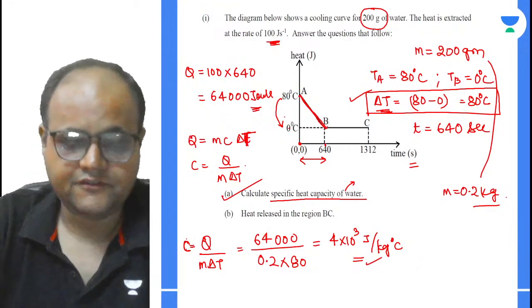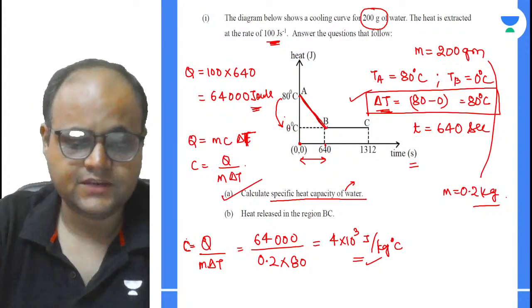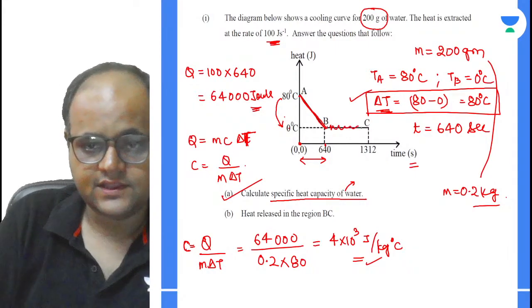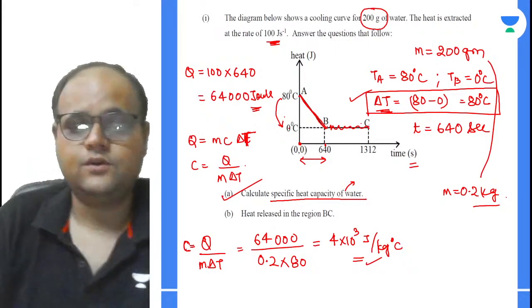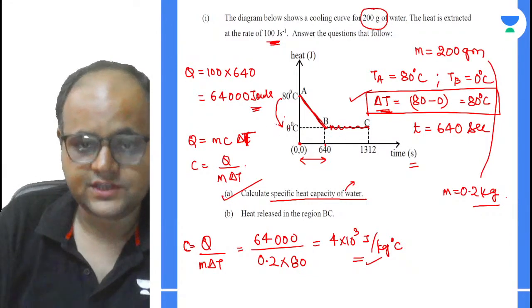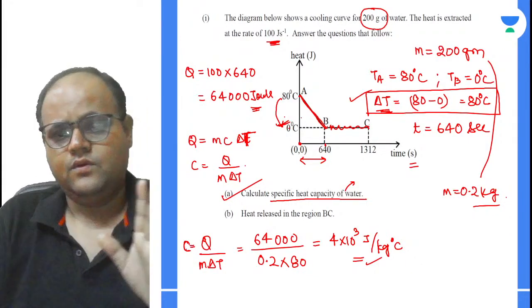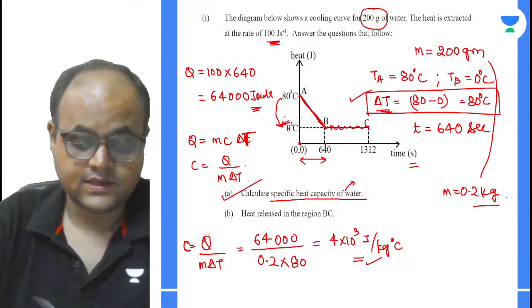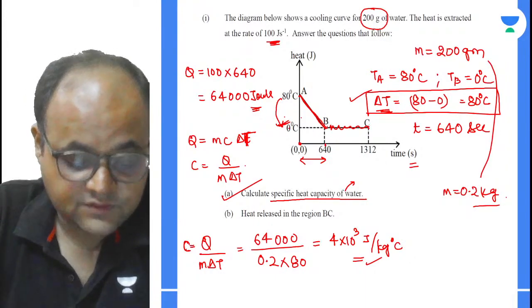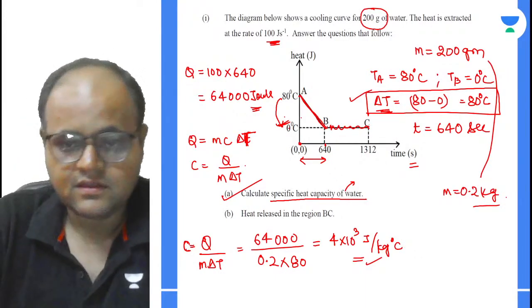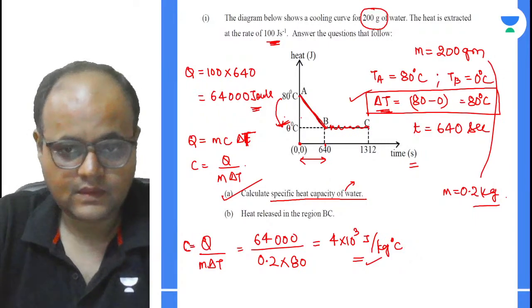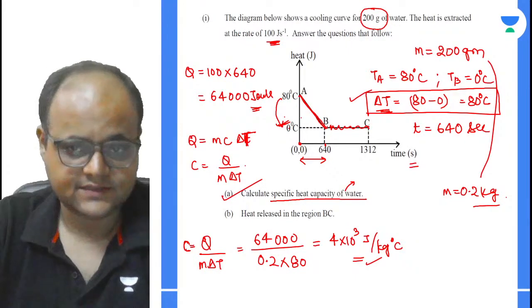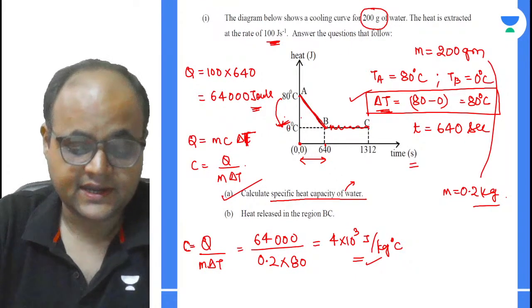Chalo, the next part is you have to find the heat released in the region BC. Okay, so how can we go about the heat that is releasing in the region BC? सबसे पहले तो आप ये देखो, region BC में the temperature is constant. Okay, that means there is a change in the state, right? Heat released पूछ रहा है बेटा, heat released in the region BC.